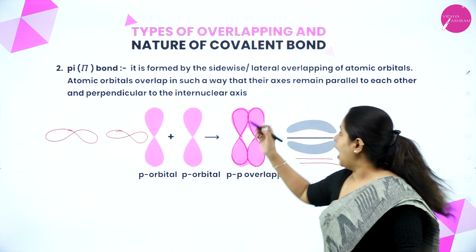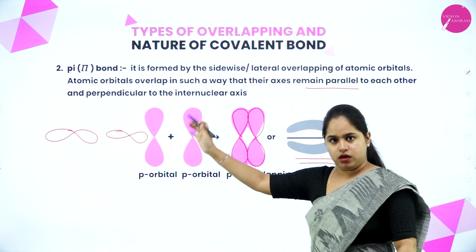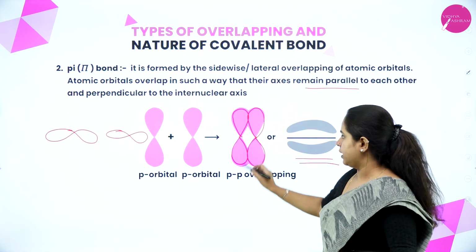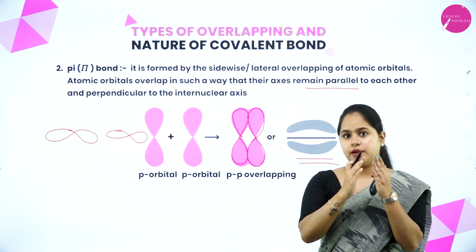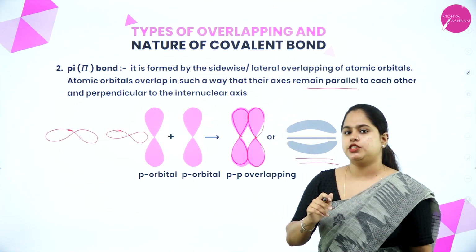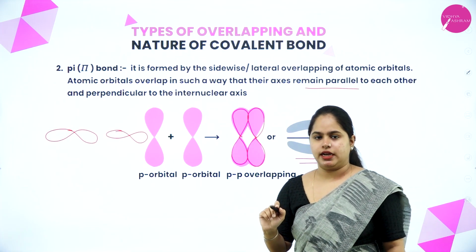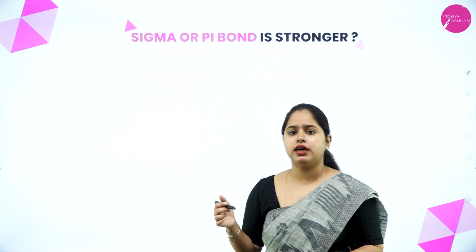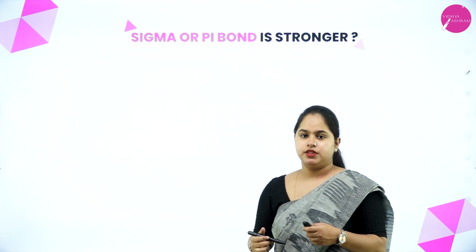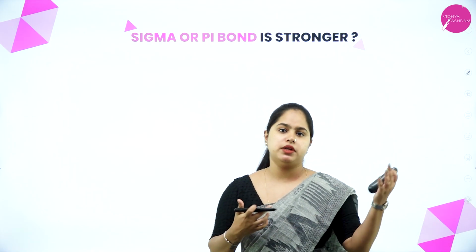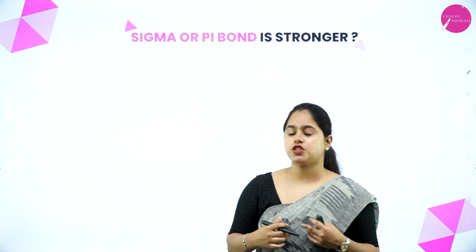So, the two axes remain parallel. That is, the axes of these two p orbitals will remain parallel, right? The axis of this p orbital is here and this p orbital is here. They will remain parallel and it will be perpendicular to the internuclear axis. So, now the question arises whether sigma or pi bond is stronger. We understood how sigma bond is formed and how pi bond is formed. Now, out of sigma and pi bond, which will be stronger?